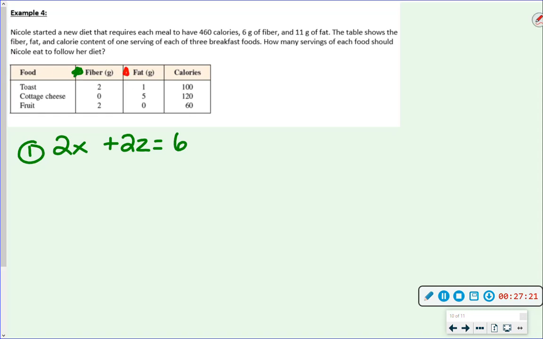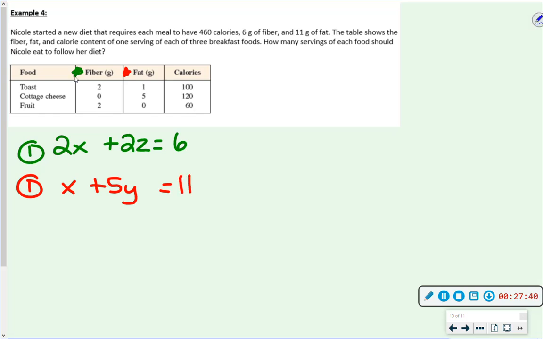Let's do an equation for the fat. We do that one in red. So 1 gram on that one. I'm not writing 1, I'm just putting X. 5 for the Y for the cottage cheese. Let's not put 0. Seems obnoxious. How many total grams of fat is she trying to eat? 11. And then we're going to do 1 for the calories.